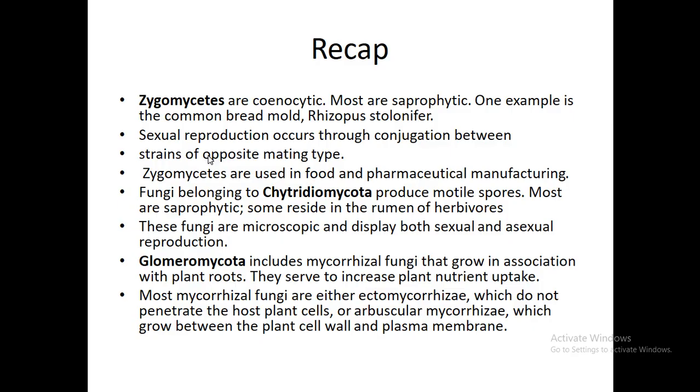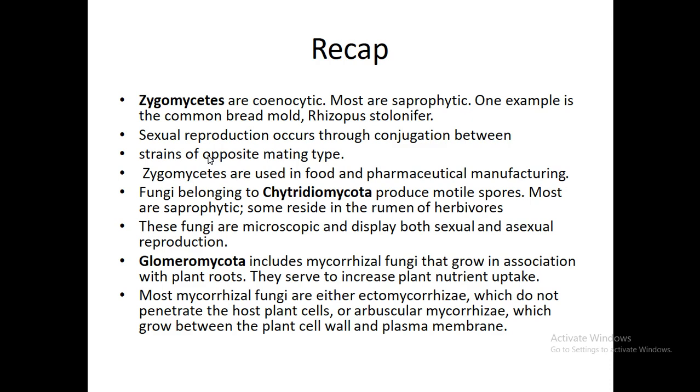So now we take a quick recap. Zygomycetes are coenocytic. Most are saprophytic. One example is the common bread mold, Rhizopus stolonifer. Sexual reproduction occurs through conjugation between strains of opposite mating type. Zygomycetes are used in food and pharmaceutical manufacturing.